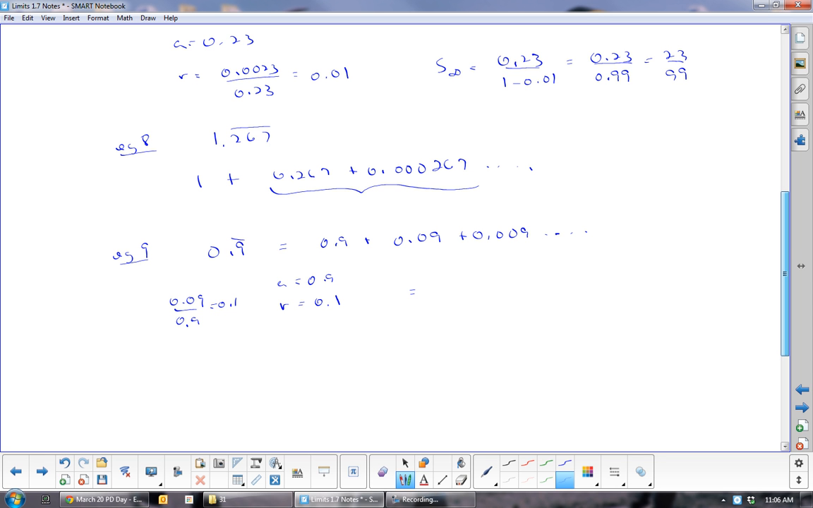Now, this would be 0.9 over 1 minus 0.9. Oh, 0.1. I was giving away my answer already. So that's 0.9 over 0.1, which equals 9... sorry, 0.9 over 0.9 in effect, which equals 1. Okay, so therefore 0.9 repeating equals 1.